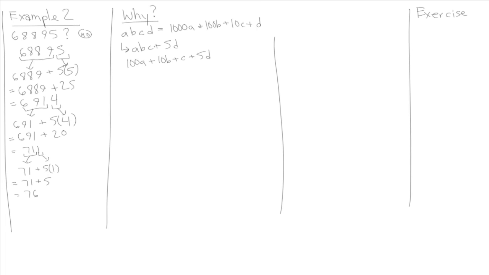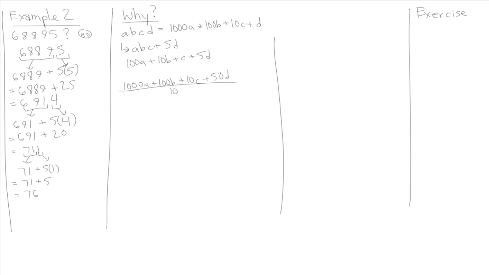But we have to unpack this a bit to understand what we're really doing here. So what we're actually doing is two steps. We have 1000A plus 100B plus 10C plus 50D, and then we divide that by 10.